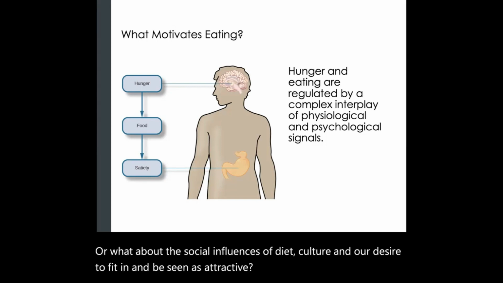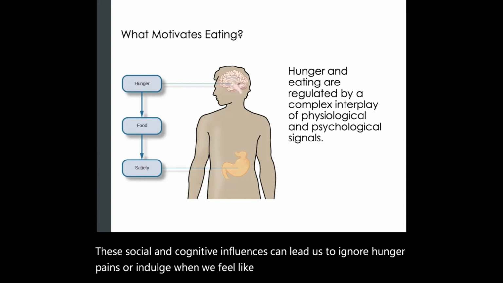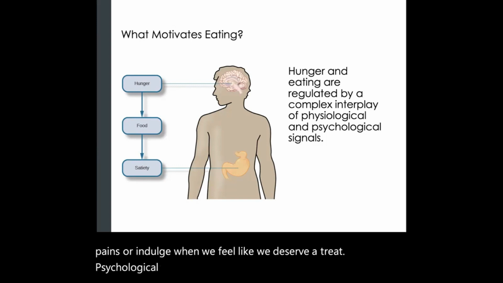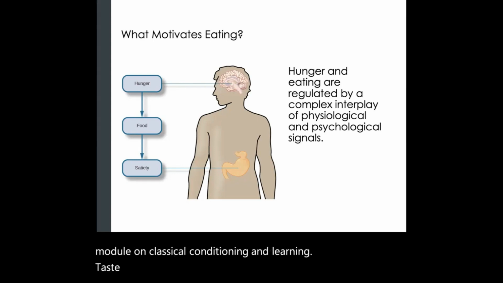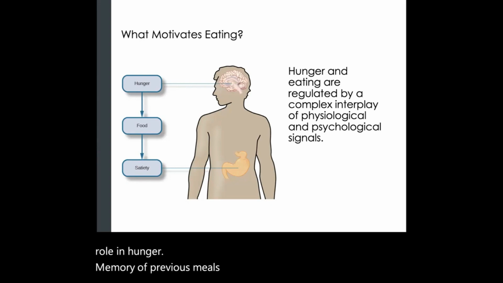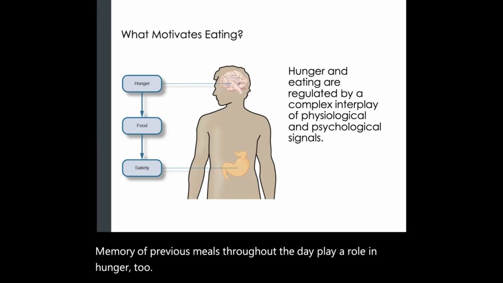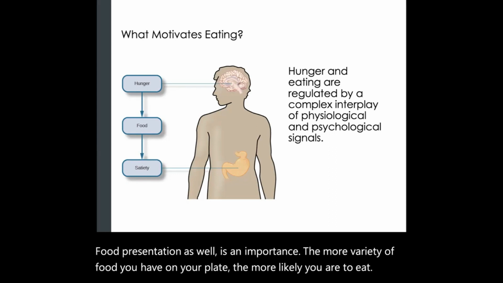Or what about the social influences of diet culture and our desire to fit in and be seen as attractive? These social and cognitive influences can lead us to ignore hunger pains or indulge when we feel like we deserve a treat. Psychological motivations of hunger also include past experience with certain foods, like remember my Pepto story from the module on classical conditioning and learning. Taste and smell preferences, culture, and social context also play a role in hunger. Memory of previous meals throughout the day plays a role in hunger too. Food presentation as well is important. The more variety of food you have on your plate, the more likely you are to eat more.